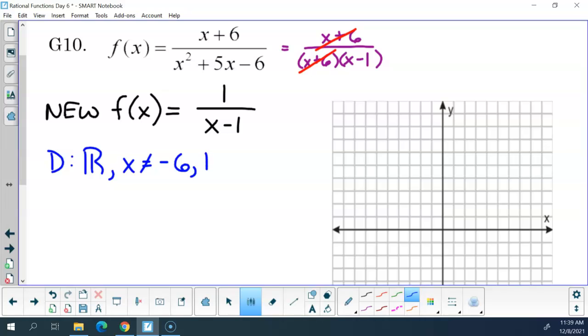Everybody see that? Because that's the factor form. X plus 6 gives me x equals -6. X minus 1 gives me x equals 1. Okay? Vertical asymptotes.